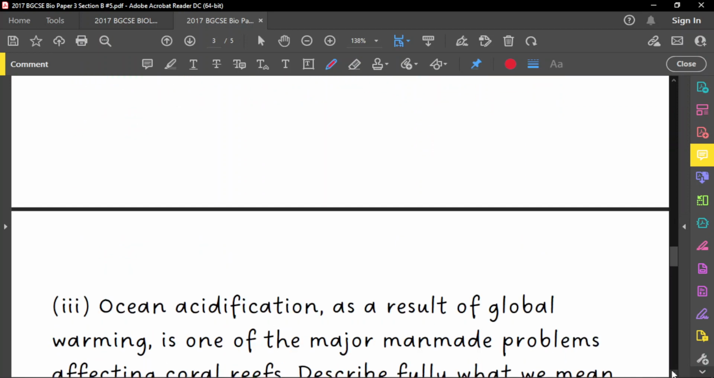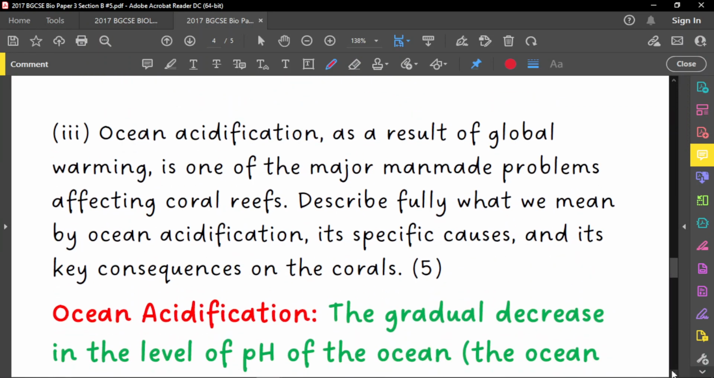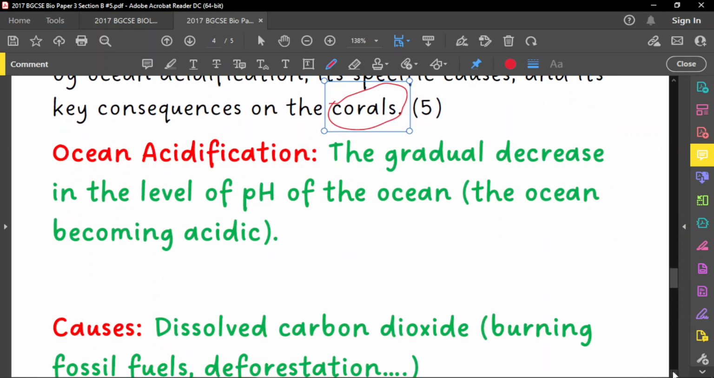All right, so again, part three is the ocean acidification as a result of global warming, which is one of the major man-made problems affecting coral reefs. Describe fully what we mean by ocean acidification, its specific causes, and its key consequences on the corals. So on the corals, that's a key thing here. Not just on the ocean, but on the corals. Not on any other organism, but on the corals. So we need to be very specific when you answer these things. So be careful, read carefully, make sure you understand what they're actually asking you, right?